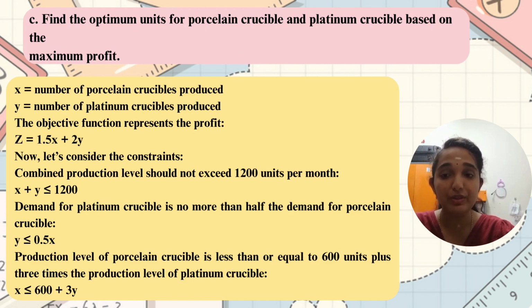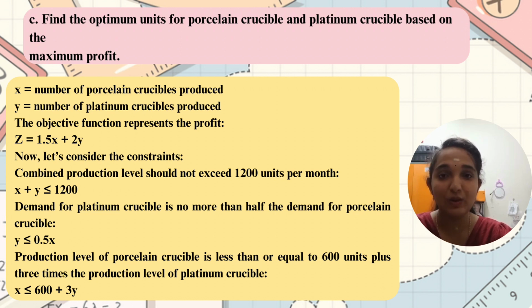Find the optimum units for porcelain crucibles and platinum crucibles based on the maximum profits. So, let's define the variables. X is the number of porcelain crucibles produced. Y is the number of platinum crucibles produced. The objective function represents the profit: Z equals 1.5x plus 2y.